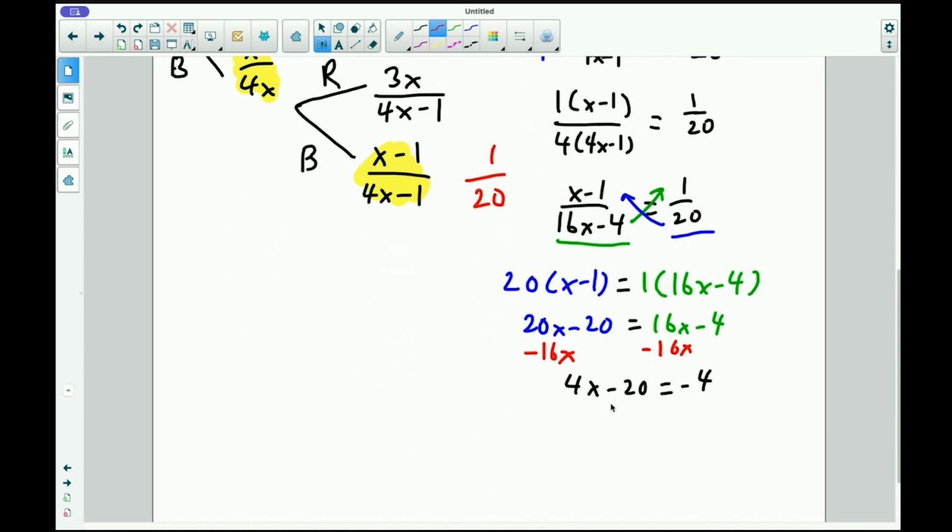Let's add 20 to both sides. So plus 20, plus 20. We get 4x is equal to 16. And then finally divide both sides by 4. And we get x is equal to 4.